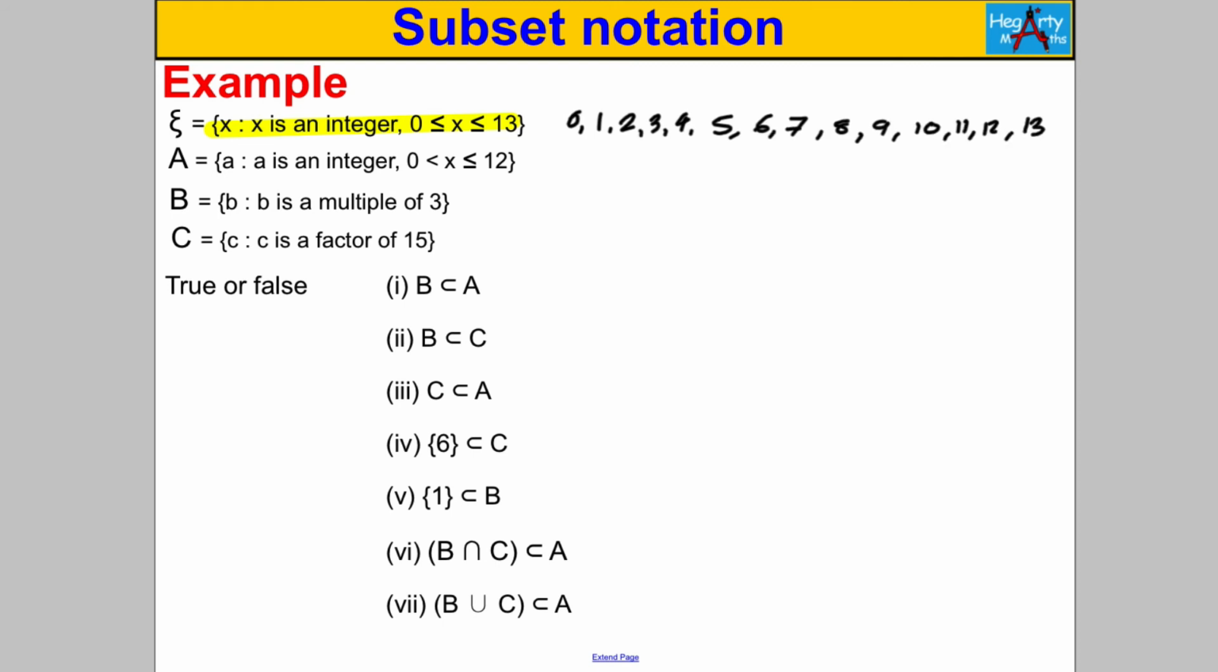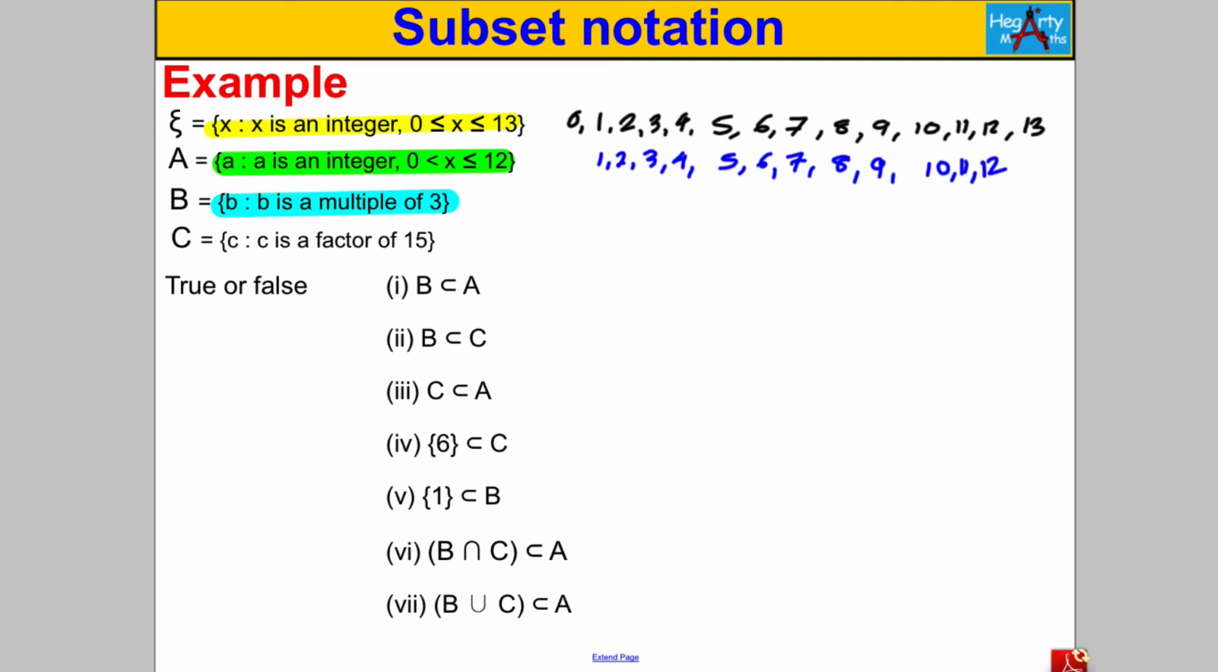Okay, the next set is the set A, and they're the integers that are bigger than 0 and less than or equal to 12, so I'll list them carefully underneath. Okay, the next ones are the multiples of 3 that are in the universal set, bigger than or equal to 0 and less than or equal to 13, so they're going to be as follows. They're going to be 3, 6, 9 and 12.